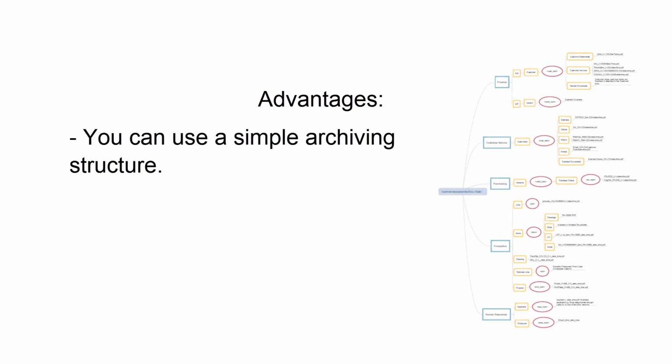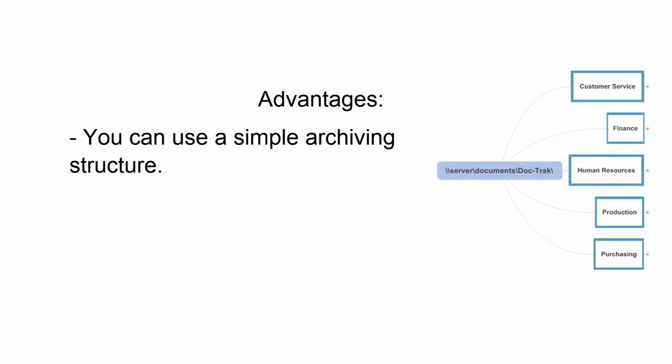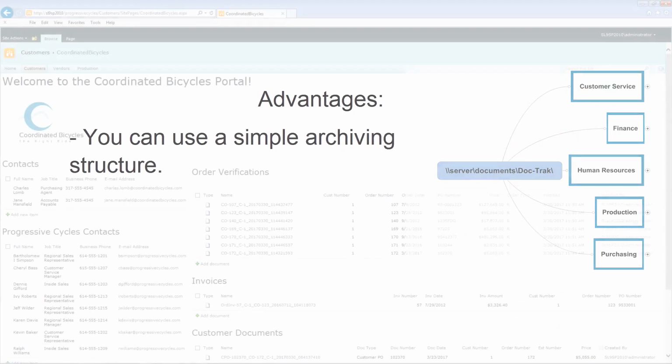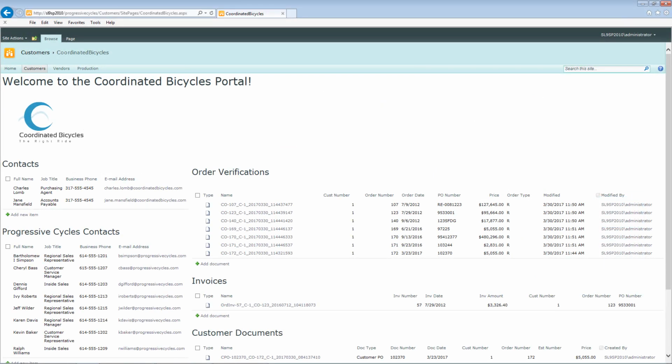File system archiving locks users into a static archiving structure that must be navigated to find a particular file. On the other hand, with SharePoint, archiving can be done with a simpler, flat structure. Then, individual sites can be set up to display a filtered view of document libraries, allowing for much more flexibility in file retrieval and organization.